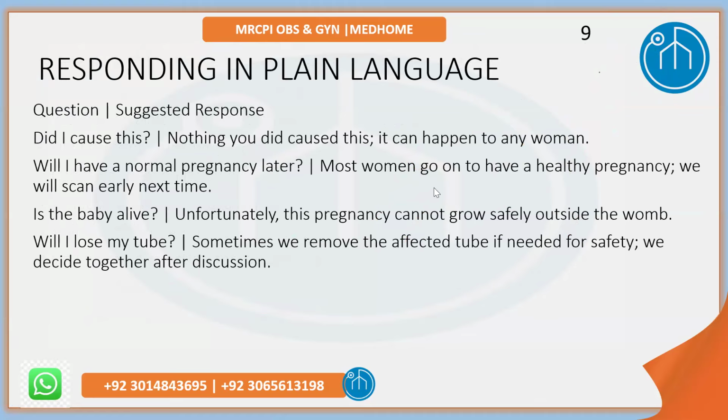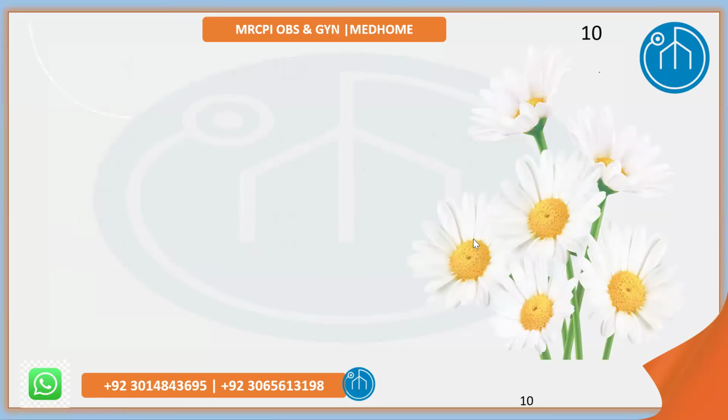Can I have a normal pregnancy? Most women go and have a healthy pregnancy. We'll scan early next time. This can be said if the patient doesn't have ectopic, but I changed your case from the key. I made it difficult. Trust me, I made it difficult. The case will be simple. The patient won't be having the previous tube, but as we put an easy case in the slides, I wanted to check a difficult case.